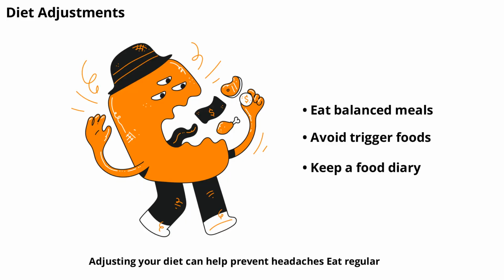Adjusting your diet can help prevent headaches. Eat regular balanced meals and avoid known trigger foods. Keeping a food diary can help you identify patterns and make informed choices. Don't skip meals, and try to include a variety of fruits, vegetables, whole grains, and lean proteins in your diet.